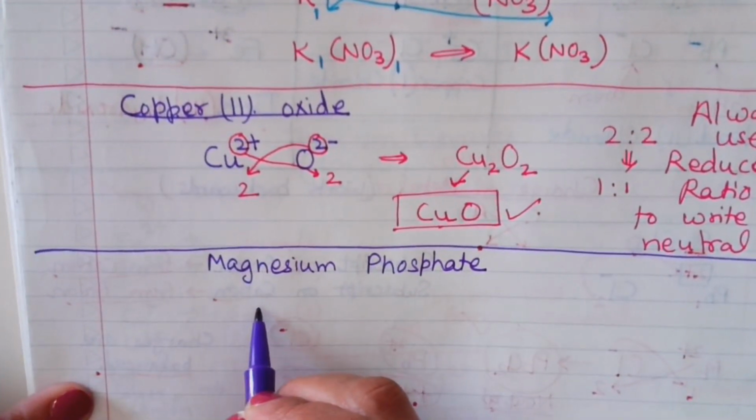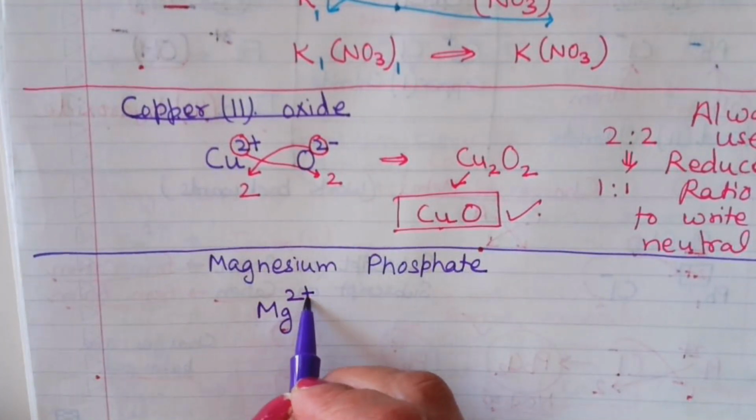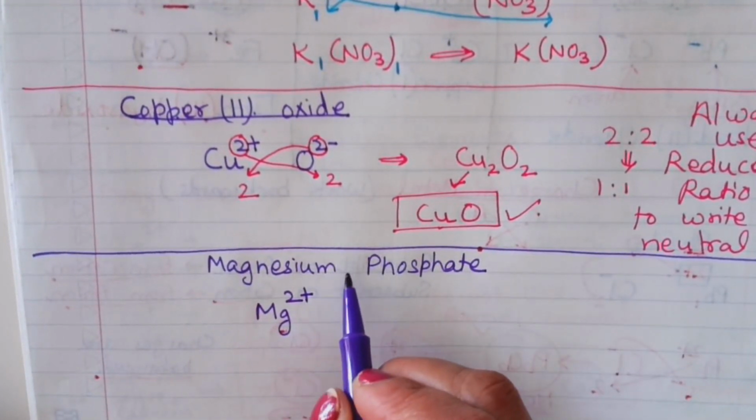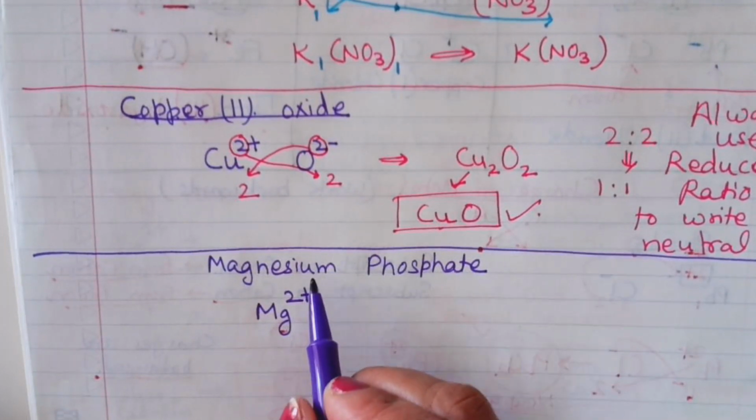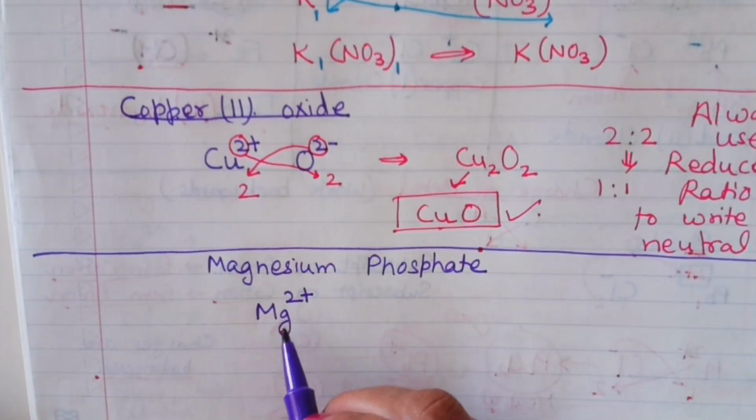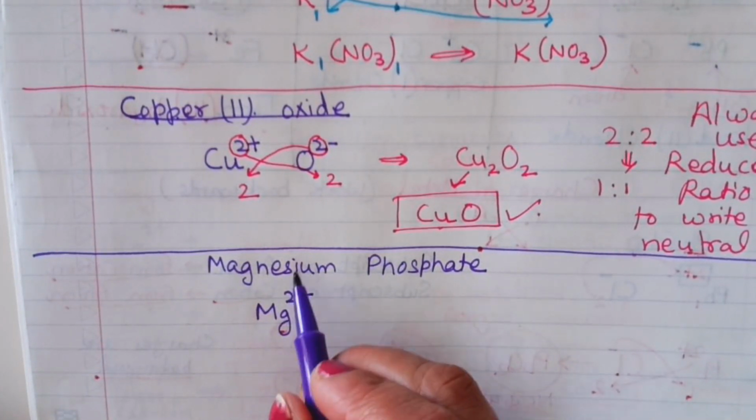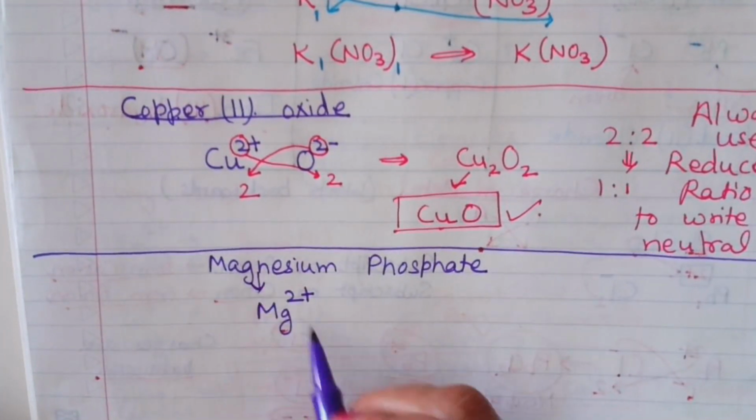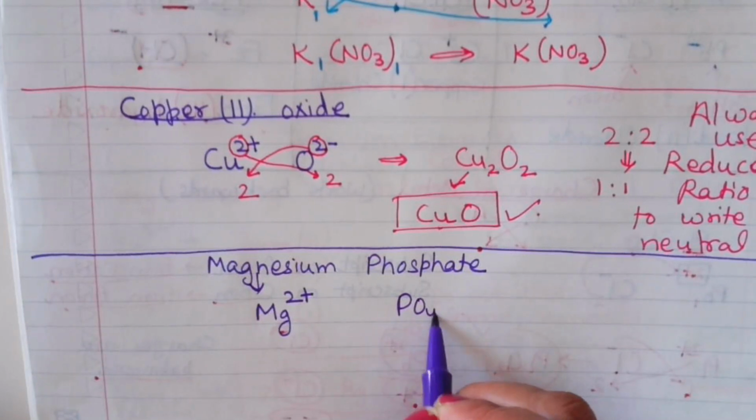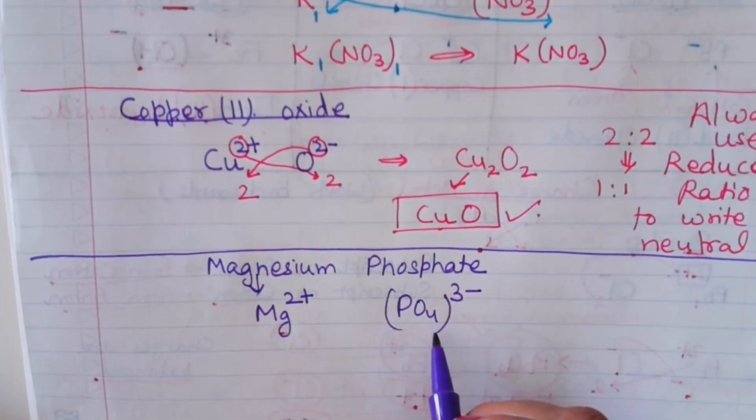Now I know magnesium is group 2 and it will always make Mg2+, right? Remember, there are no Roman numerals, so it means it's not a d-block element, or not a transition metal. So magnesium only makes one kind of ion. So magnesium will make 2+, and the formula for phosphate is PO4 3-. You have to memorize this, right?